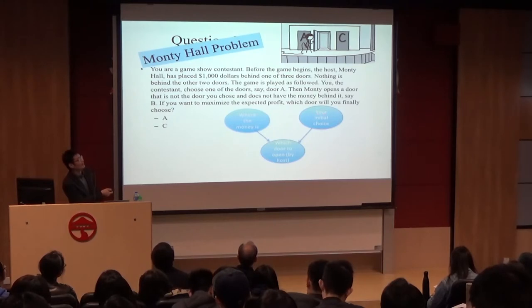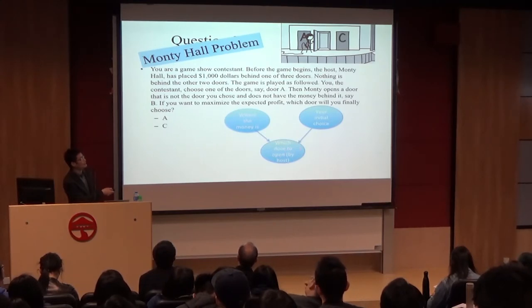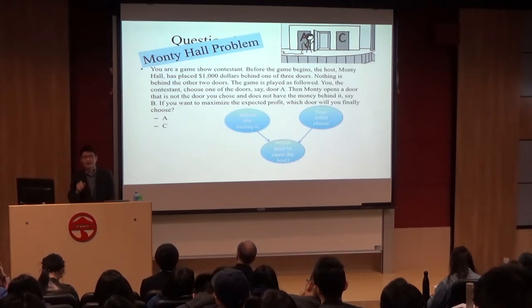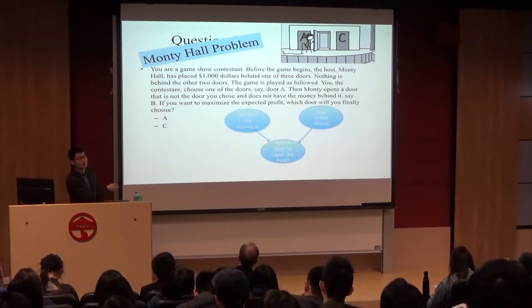When you make the choice, you have no idea about it. That's why your initial choice is not related to where the money is, right? Completely irrelevant. However, which door to be opened by the host depends on both of them. As a host, I cannot open the door you just chose, and I cannot open the door where the money is. So the decision depends on those two things. This is the effect of those two things.